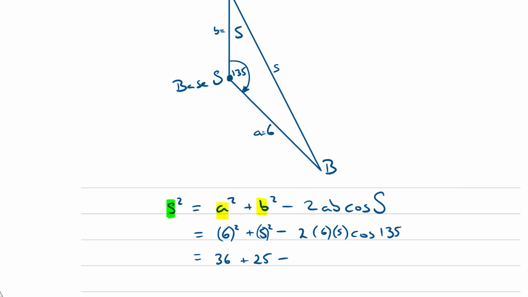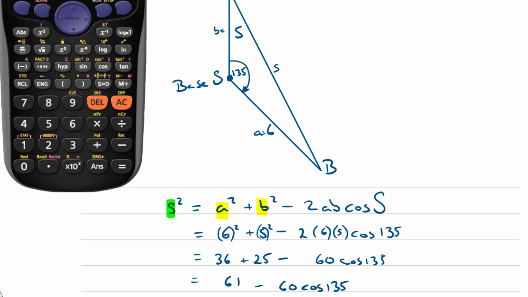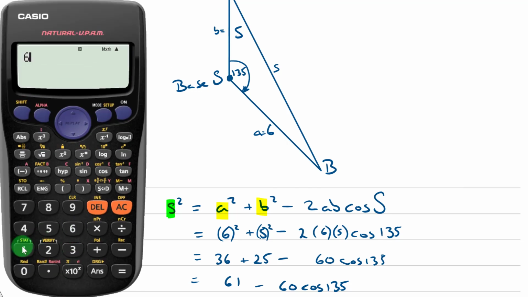6 times 5 is 30, doubled is 60. So what I type into the calculator is going to be a little bit easier. So 36 plus 25 is 61, minus 60 cos 135. So that's what I'm going to type into the calculator. And like I say, you could have just typed in that horribly long thing with all the brackets and it would have worked out fine. It's just the way I work. So let's just tap that in. 61 subtract 60 cos 135.